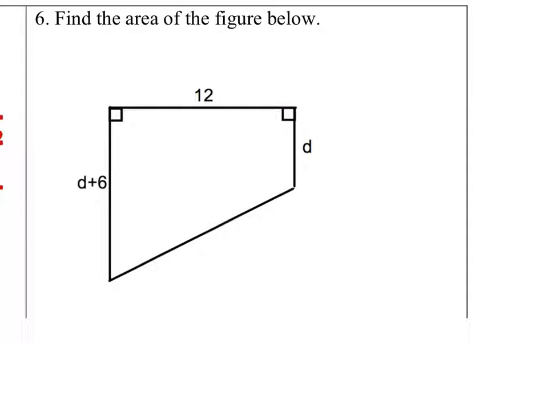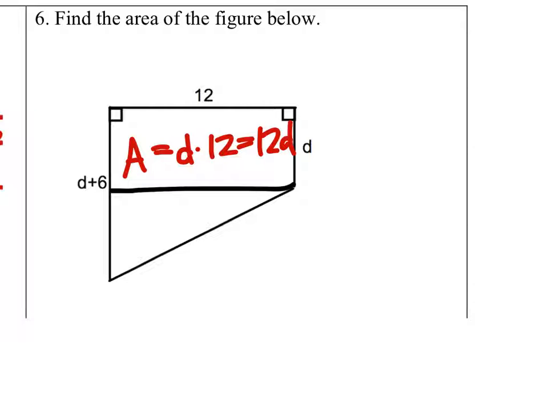Alright, number 6 has a couple ways, but the most common way to solve 6, because we're just looking for area on this one, is most people I see cut it up like this. So I've got the area of this rectangle, which is d times 12. I'm just going to say it's 12d.